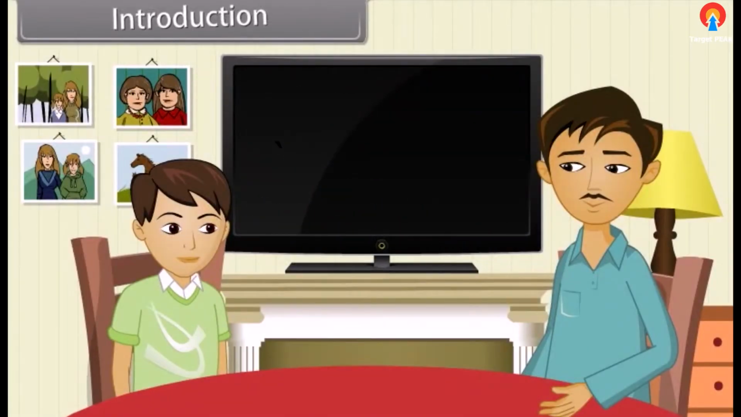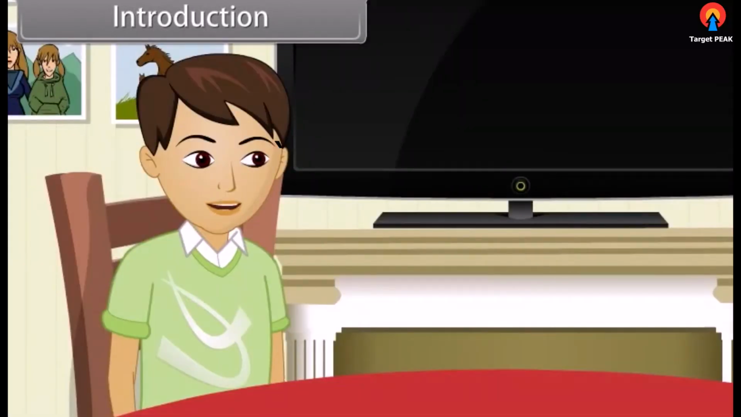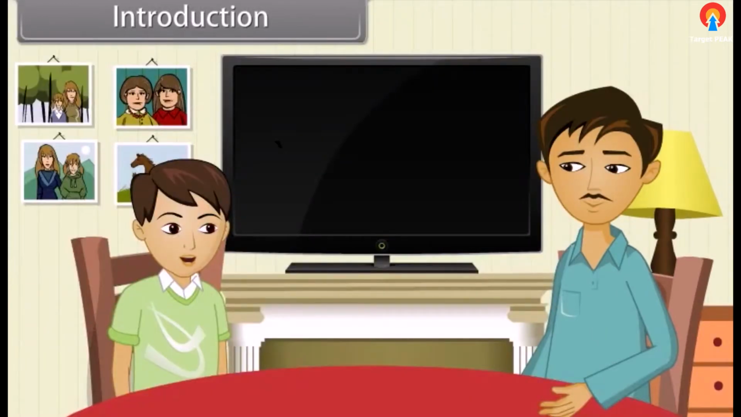Introduction. So son, today is the match of India versus Australia. Yeah, we will enjoy the match. What do you think, who will win the match? India, that's obvious. How can you be so sure? Do you already know? No, my son, I'm not sure, but I can find the probability of who will win the match. What is probability? In this lesson, you will learn how to find the probability of various events.